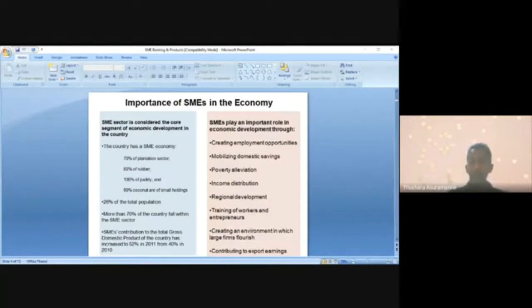And then mobilizing domestic savings. How do they do it? Because if you say corporate clients, they have very limited suppliers and buyers. But when you take SMEs, they are very large in numbers. So they cater to a different clientele.